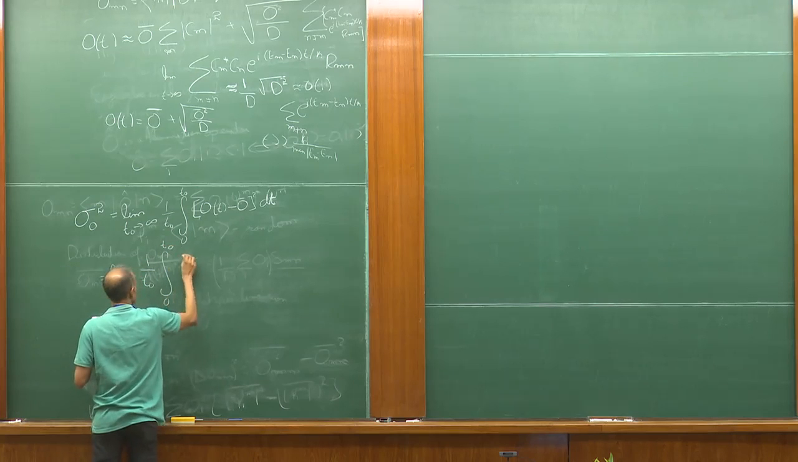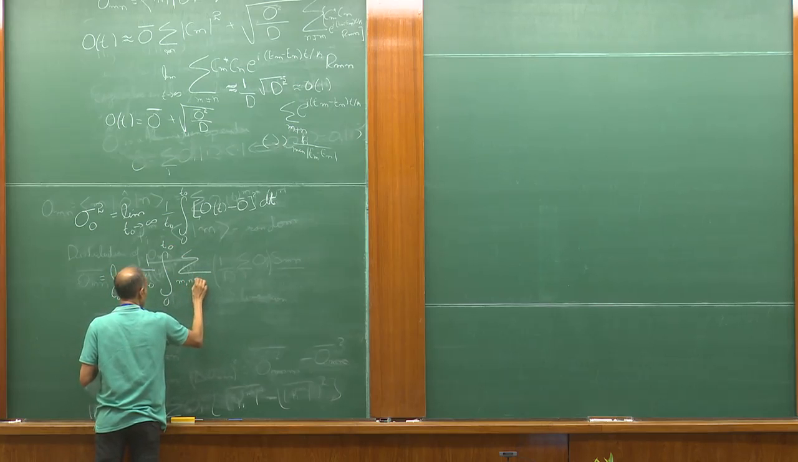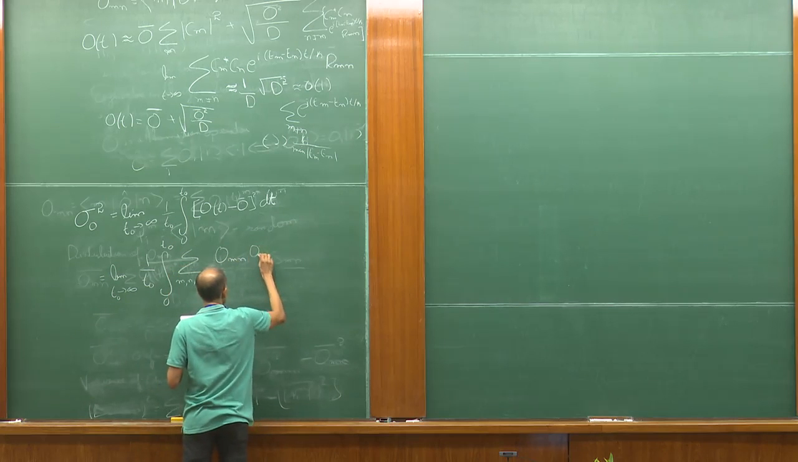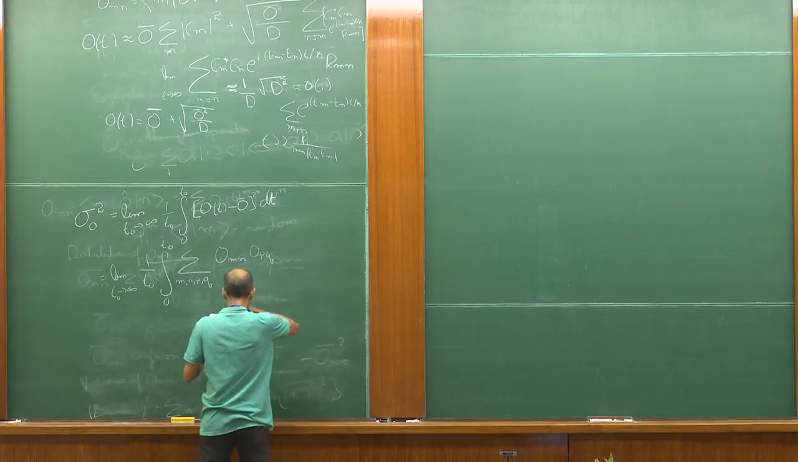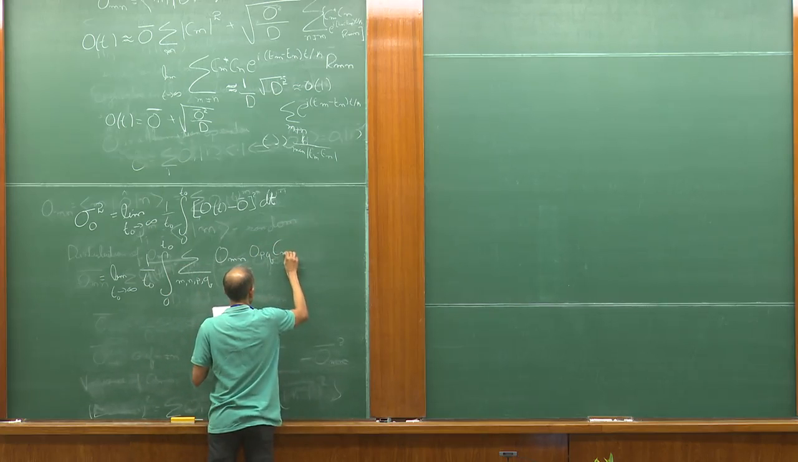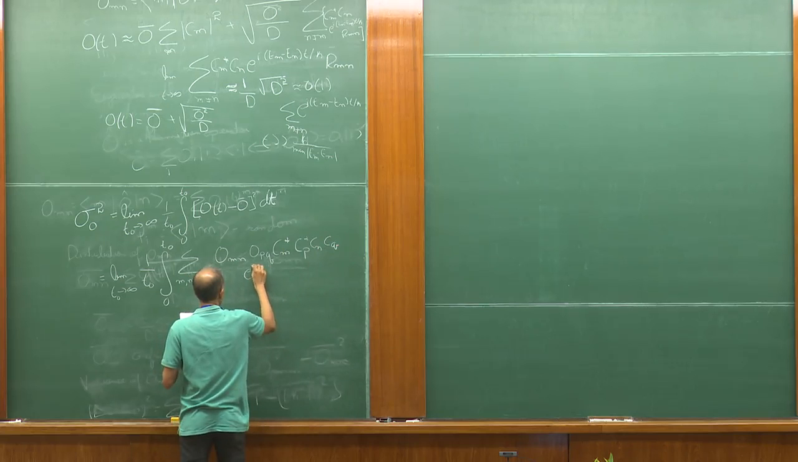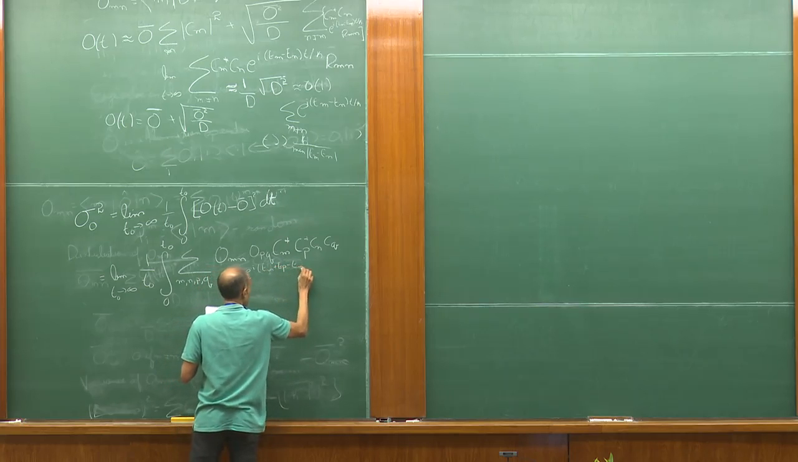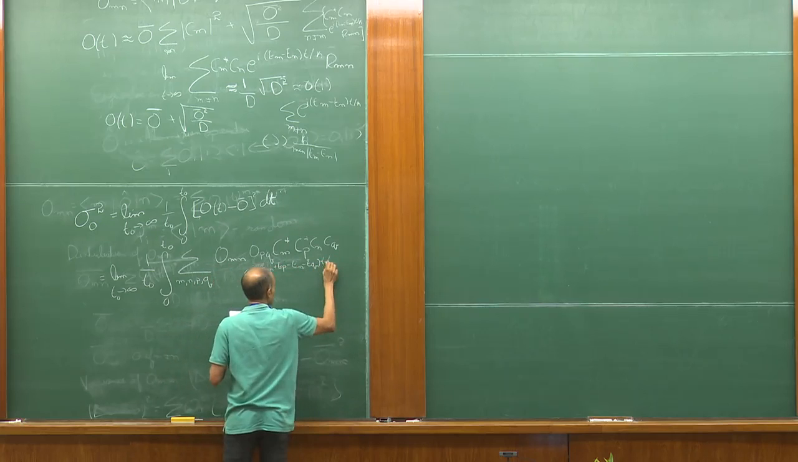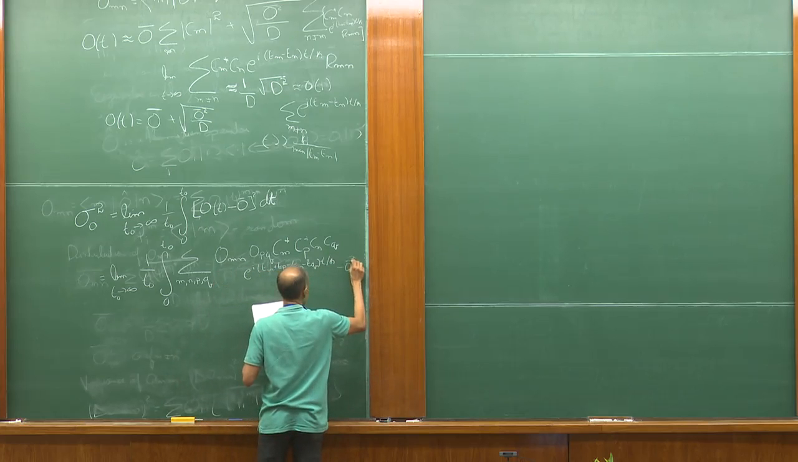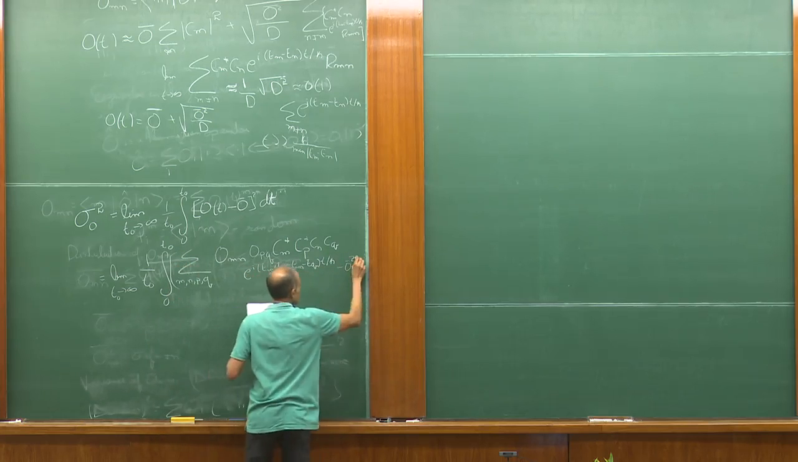The integral from 0 to t naught of the summation over m, n, p, q of O_mn O_pq C_m star C_p star C_n C_q e to the power of i (E_m plus E_p minus E_n minus E_q) t by h bar, this whole thing, minus O bar squared, times dt.